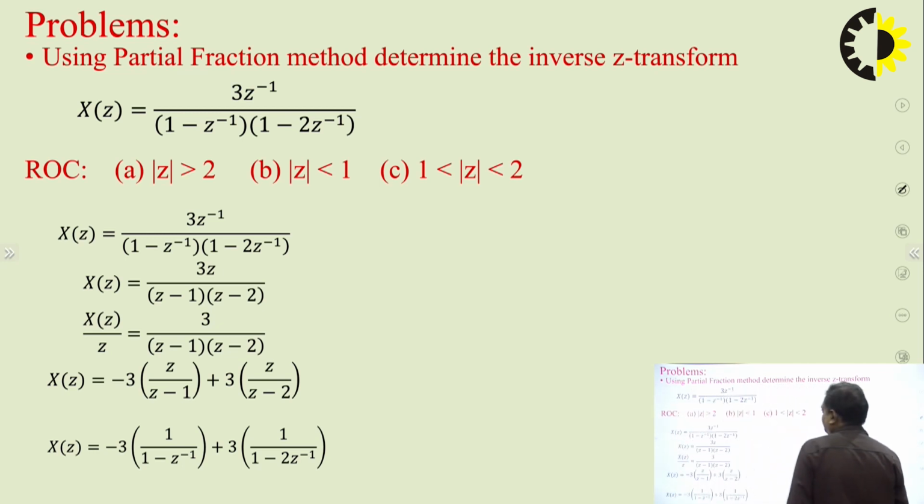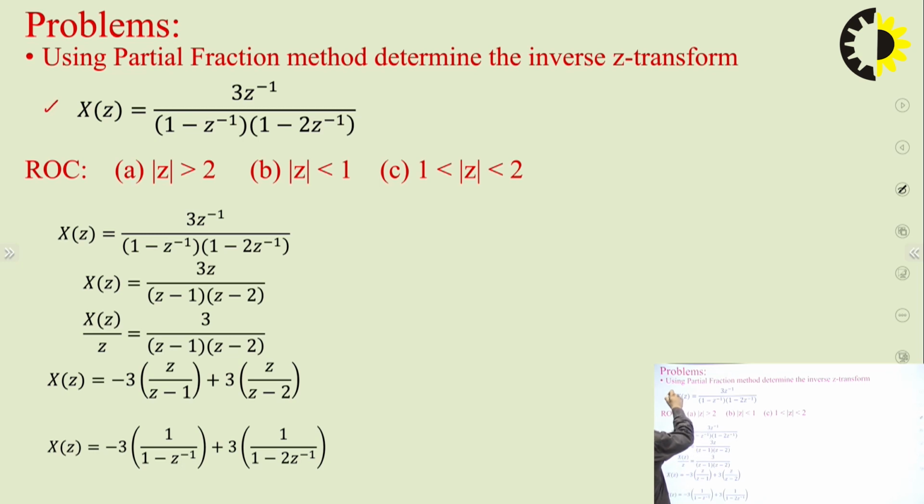Here you can see the X(z) that is given to you is 3z to the power minus 1 upon 1 minus z to the power minus 1, upon 1 minus 2z to the power minus 1. And different ROCs are given to you. One important thing that I want to discuss here is, first of all, we will convert this into positive powers of z. So if we multiply by z square in numerator and denominator, this will become 3z upon z minus 1 upon z minus 2.